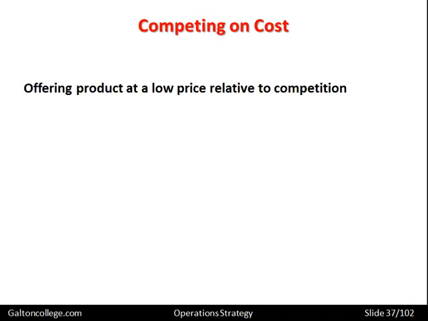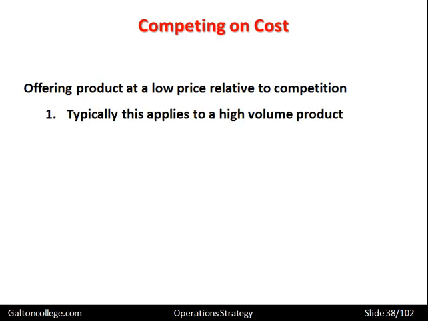Now, competing on cost. Well, offering a product at a low price relative to the competition. That's what we mean by competing on cost. Typically, this applies to a high volume product, something which is mass produced. So there's nothing very special about the product. It's mass produced and put into the shops. So competition may be based on the cost of production. And the one who can produce the product the cheapest, in a sense, is the winner.